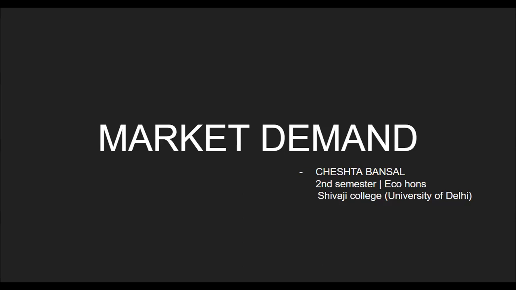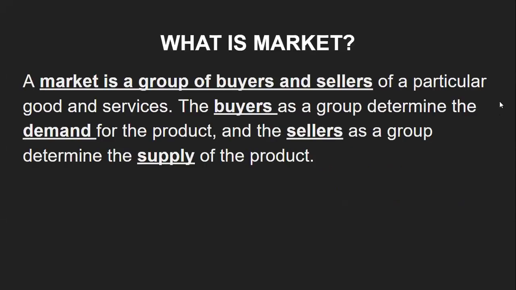Today we will be discussing market demand. So first, let's talk about what a market is. A market is a means by which sellers and buyers exchange goods and services, either directly or through mediating agents or institutions. Buyers determine demand for the product, and sellers as a group determine supply of the product.